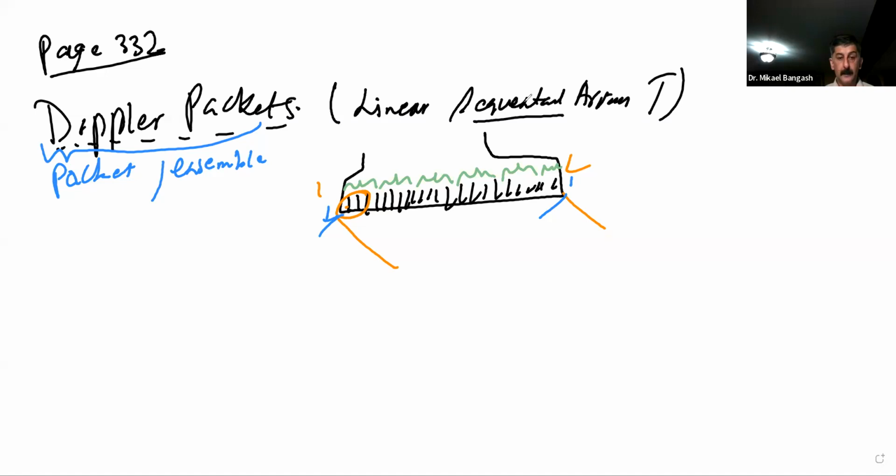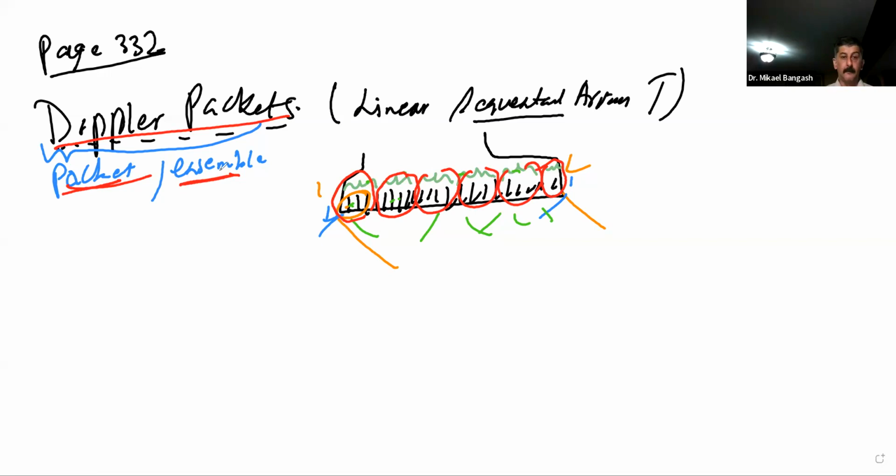Now in modern linear sequential array transducers, the time interval between firing of each group was going to determine the focal points or focus of your transducer here. But the main thing is that the PCTs were going to fire off in groups. And that's what's going to be similar in what we call Doppler packets, also known as packets or ensemble.